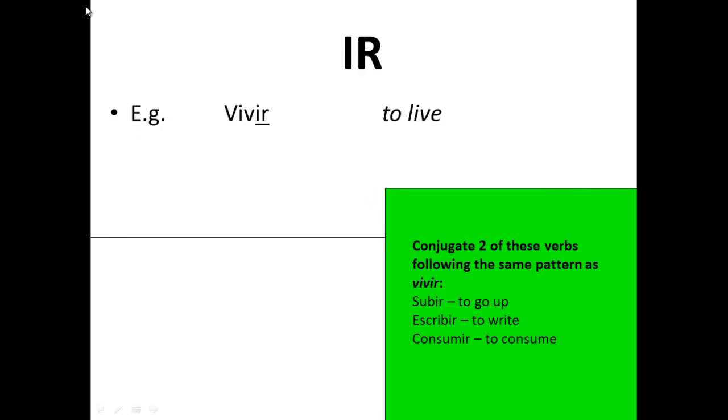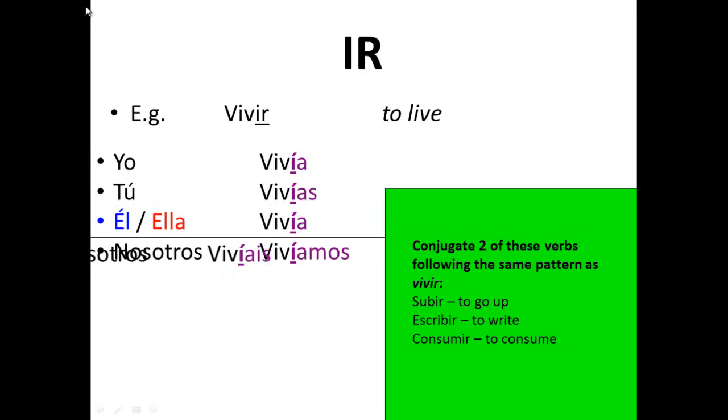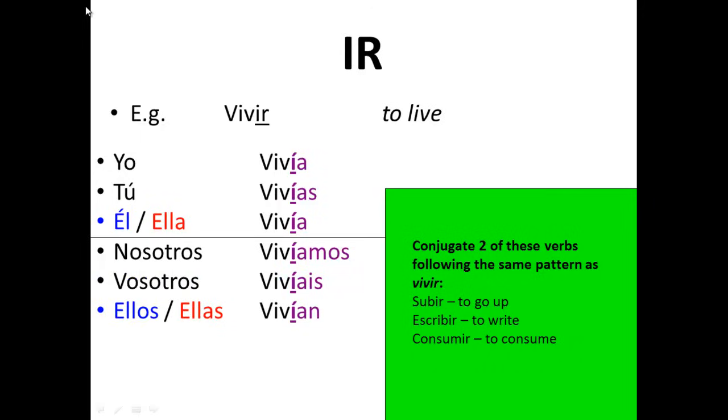Finally, vivir, to live. Vivía, vivías, vivía, vivíamos, vivíais, vivían. Notice these endings are exactly the same as for comer, so nice and easy. So copy down vivir now, and then conjugate 2 of these other verbs following the same pattern. Pause the recording before you carry on.